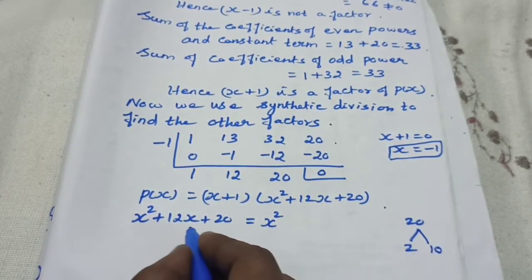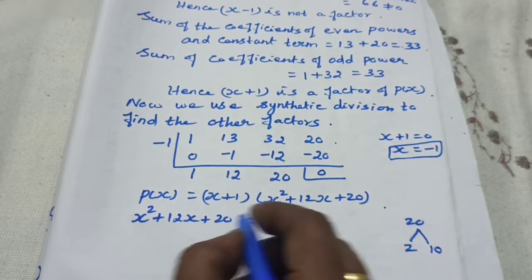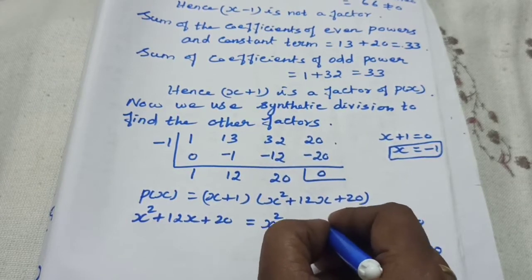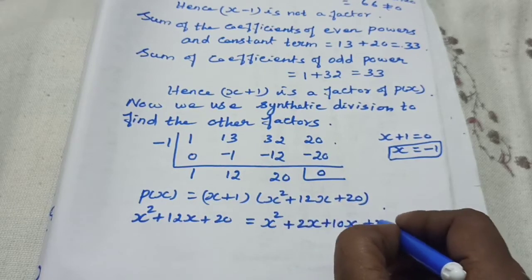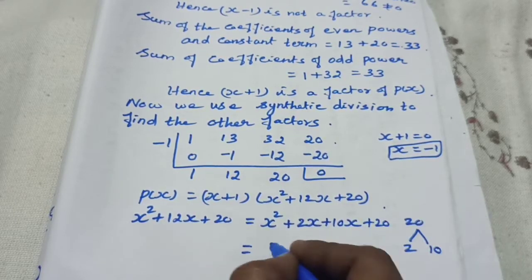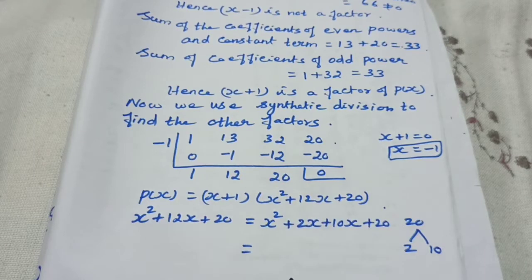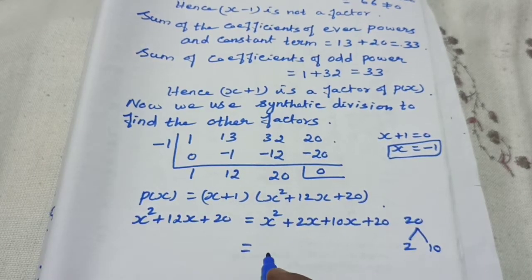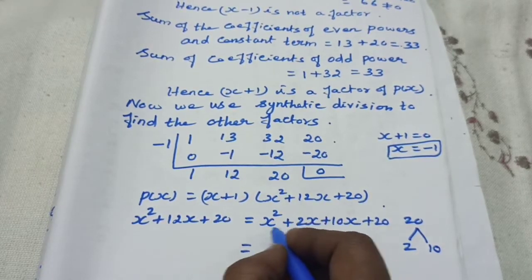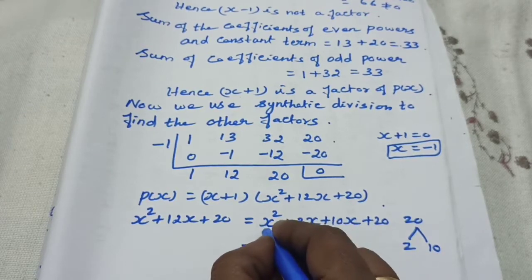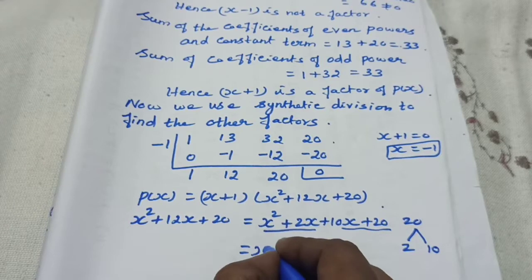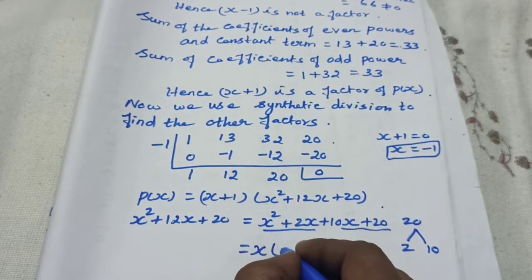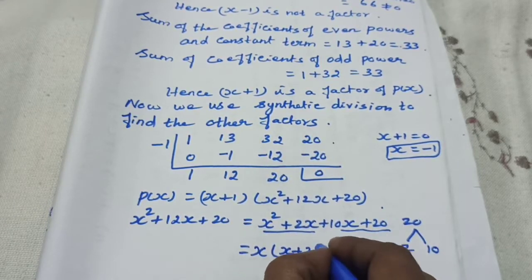Then x square you should write it. This 2 terms, split it and write in the x term. Plus 2x plus 10x. Then plus this constant 20. Okay. First 2 terms you should take it, which is common. First 2 terms, x is common, isn't it? This 2 terms and this 2 terms you should take it. Okay, x common, remaining here x plus 2.